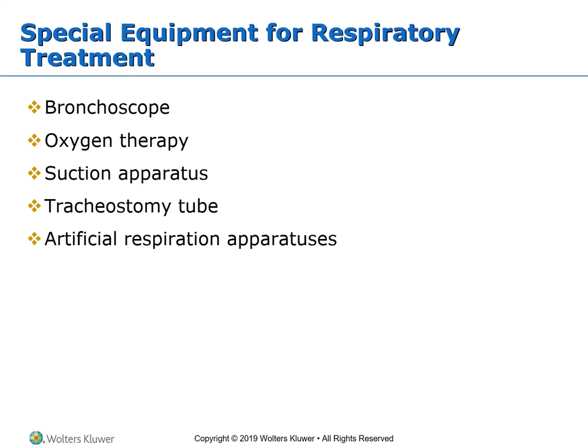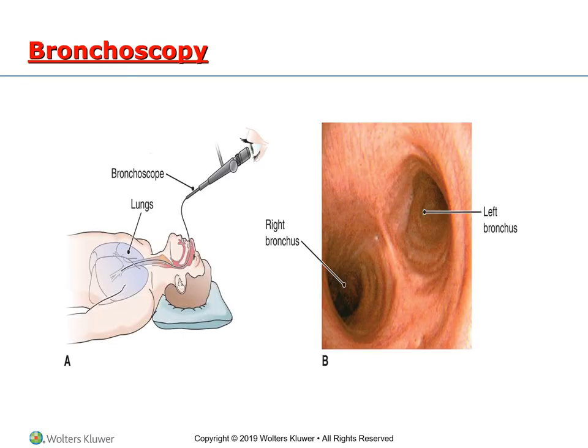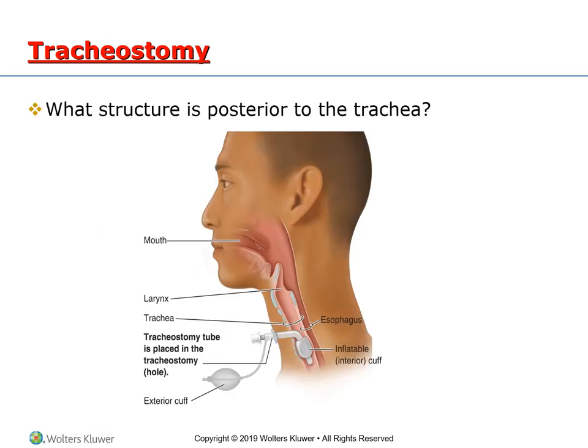We may have different machines that provide artificial respiration. They are ventilators where the patient will be intubated and mechanically ventilated. By accessing the link above, you can see a full bronchoscopy, how it's performed, and what we can examine. The link above will take you to a movie that presents how a tracheostomy is placed.